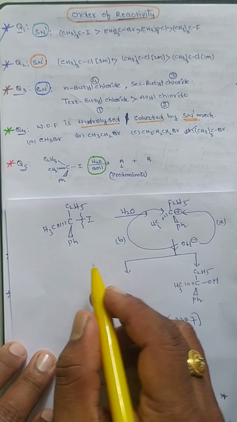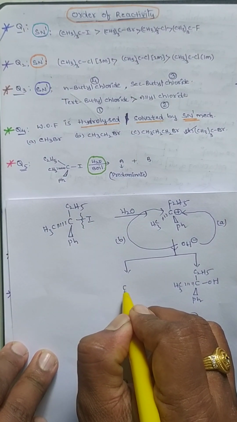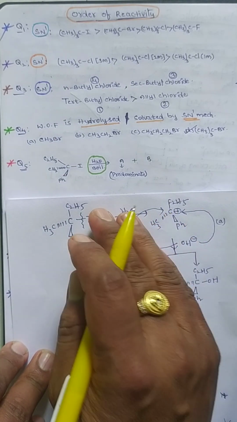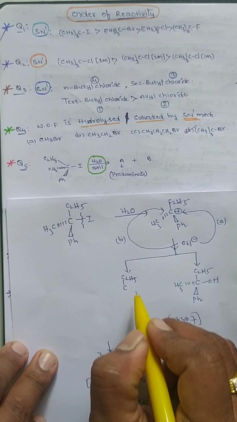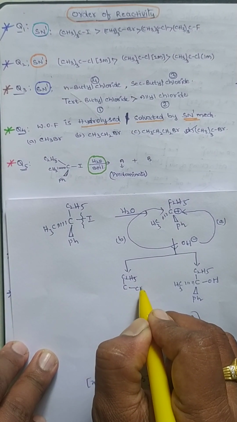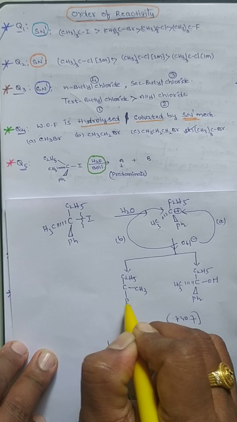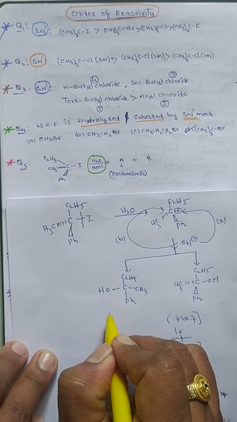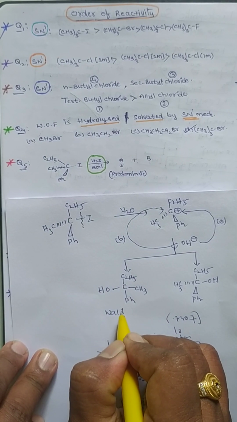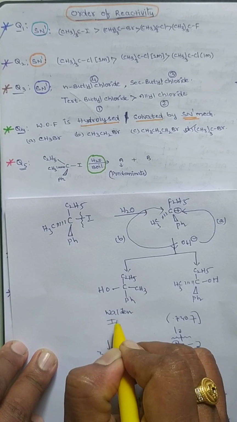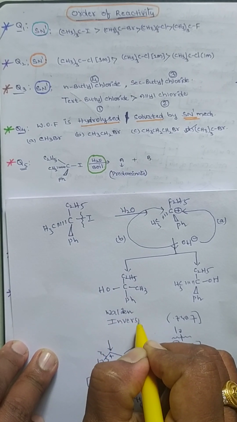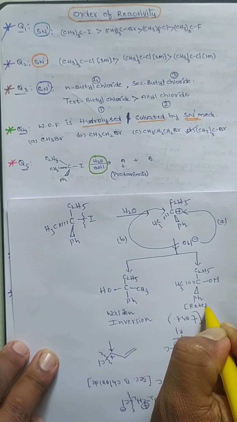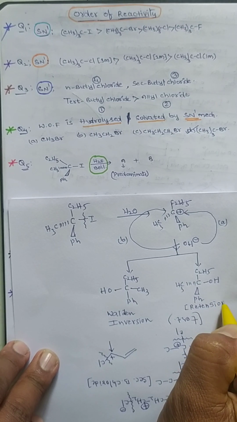Next one. If it is attacking from the back side, now C2H5. Whenever it is attacking from the back side, these groups will shift to this side. Then we are going to get CH3 and phenyl, and the nucleophile will be attacking from the back side. So now this is called a Walden inversion. We are going to get the inversion product. This is called a Walden inversion. Now this is called a retention product.